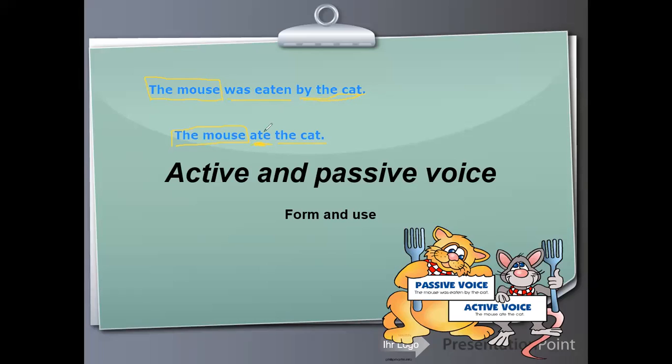Fíjense bien. El ratón. ¿Qué dice después del ratón? Fue comido por el gato. Ah, se lo comió el gato. Pero en el segundo, el ratón se comió al gato. ¿Dice lo mismo? No, lo contrario, porque están en pasado.